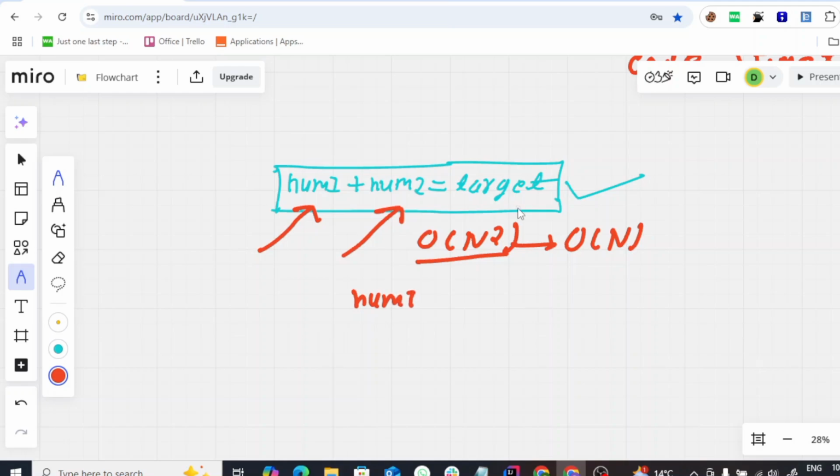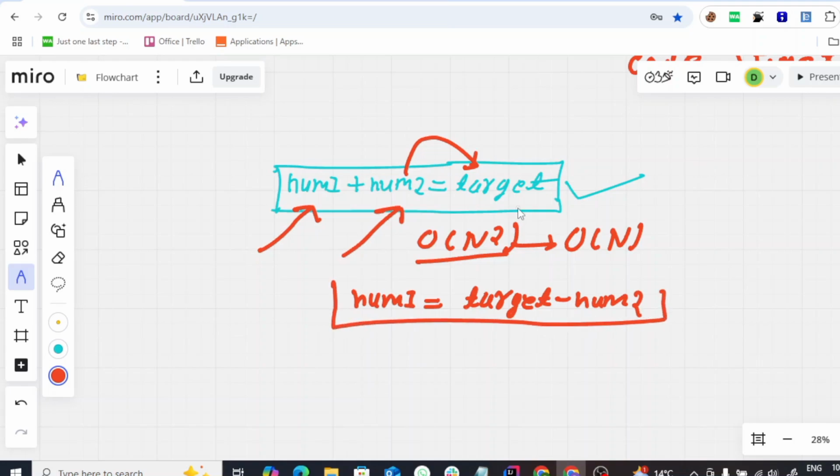num1 is equal to, I can bring this num2 to this side. So num1 is equal to target minus num2. Is there any difference, guys? I don't think there is any difference. This equation and this equation are still the same. There is no difference. You can directly see here. So now this equation is the same.